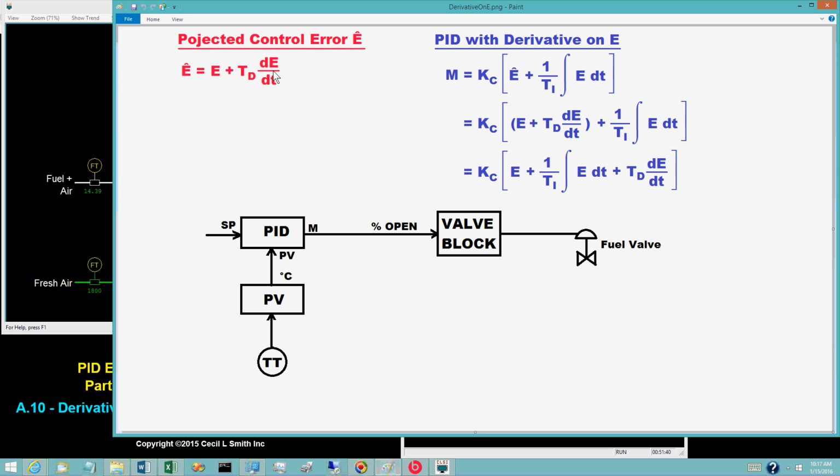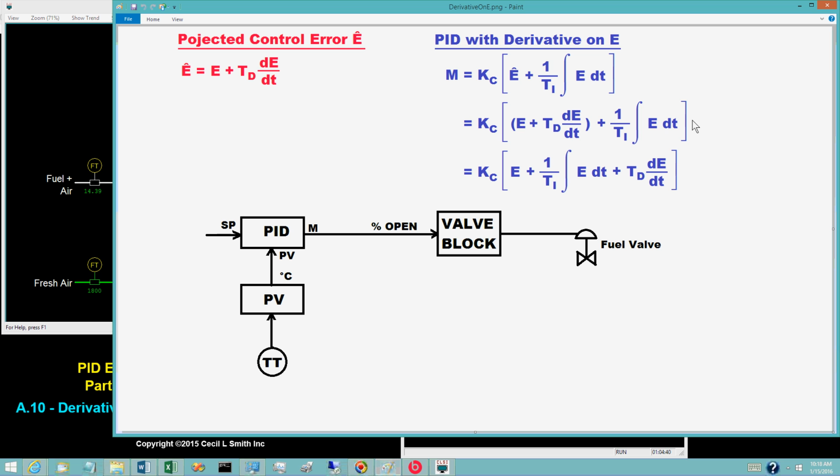To obtain the PID control equation, start with the PI equation written in its customary form, but with E hat instead of E in the proportional term. Control output M equals K sub C open bracket E hat plus 1 over T sub I integral of E dt close bracket. Replace E hat by the relationship just derived, specifically E plus T sub D dE/dt. M equals K sub C open bracket E plus T sub D dE/dt plus 1 over T sub I integral of E dt close bracket.